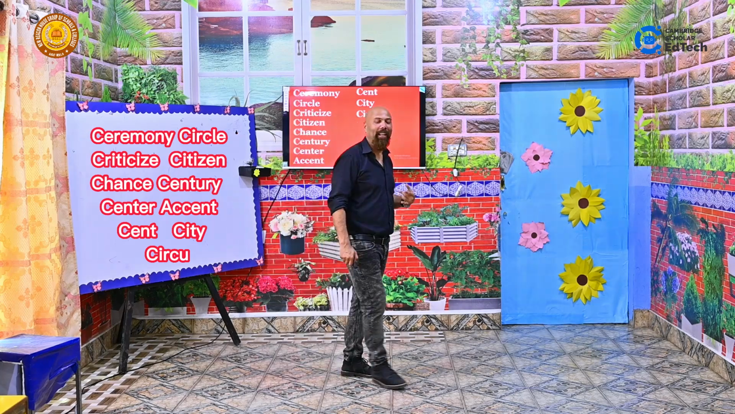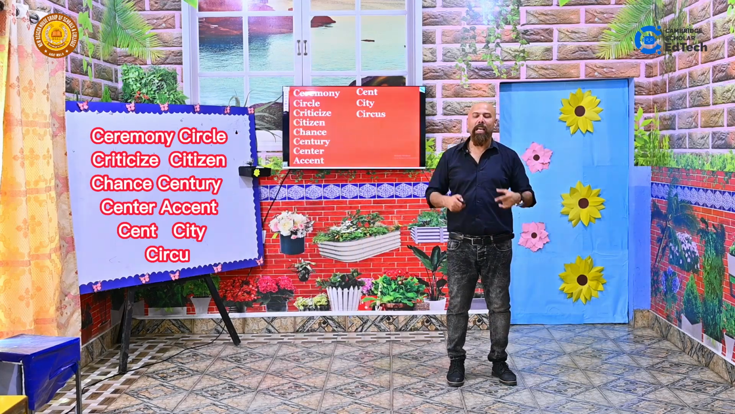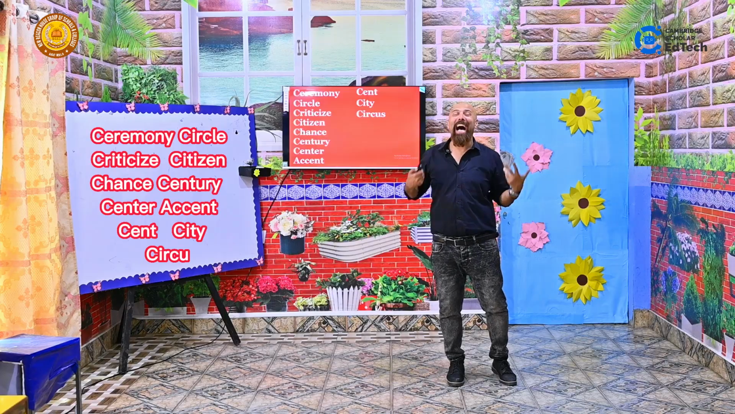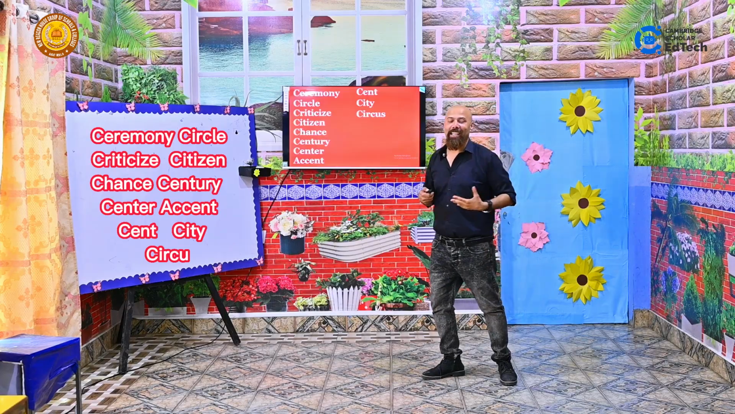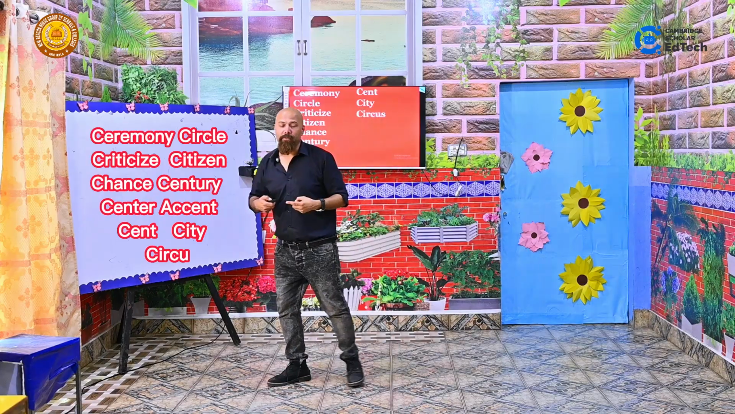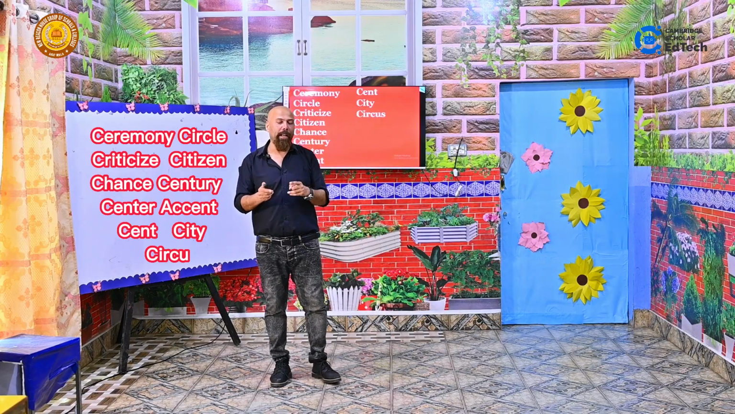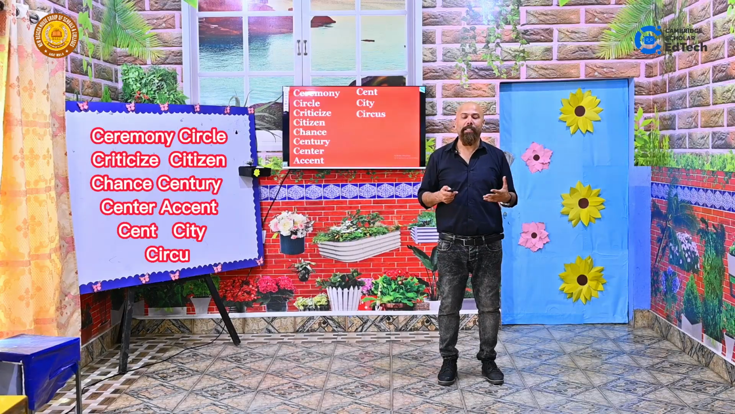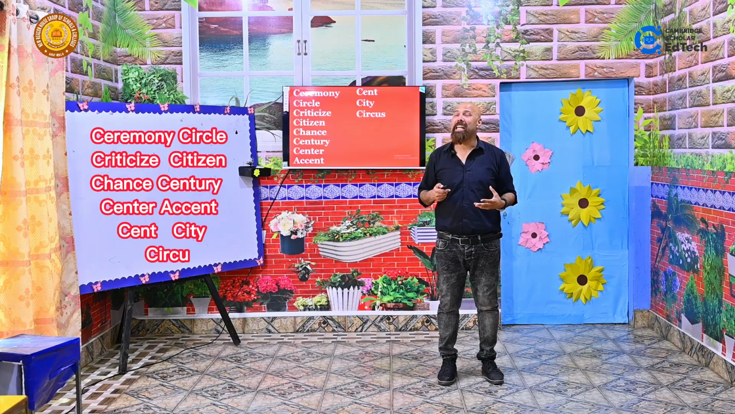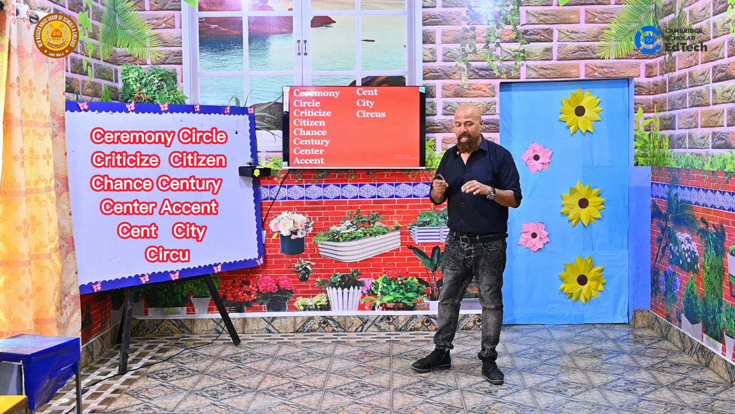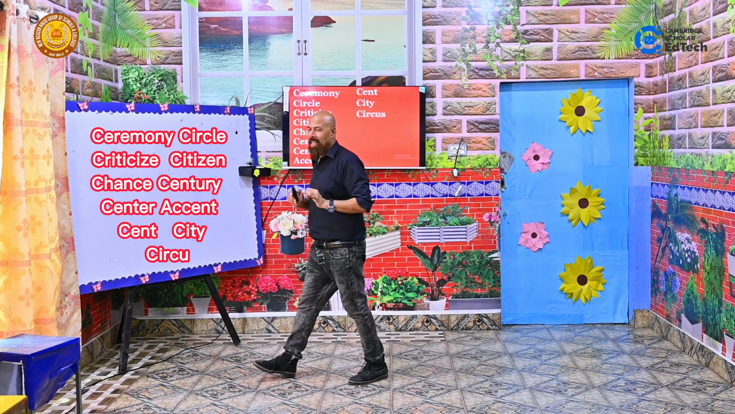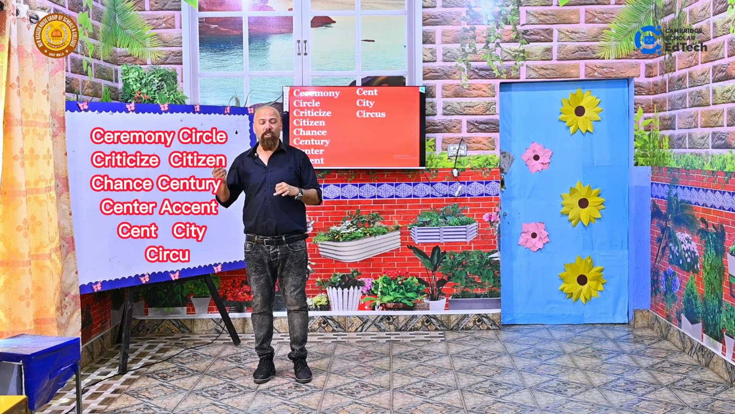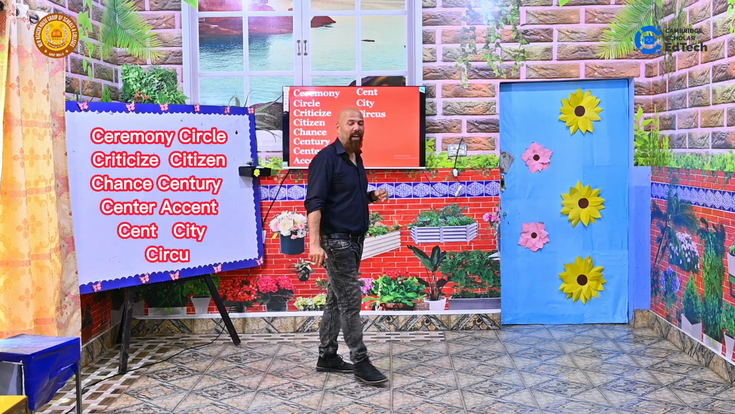Again, circle. Now we have a case study word: criticize, okay? Criticize. It has a soft D sound here because before and after the T there are two vowel sounds, so this T becomes like a D. Criticize. Next word is citizen. Citizen. The C is soft because of the I. Chance. Again, the final C is an S sound because of the E after the C.